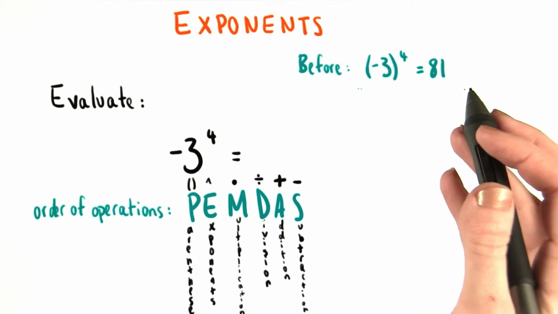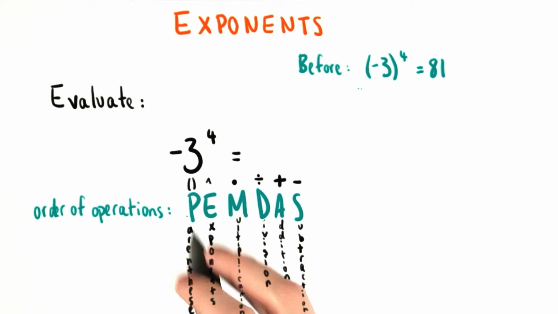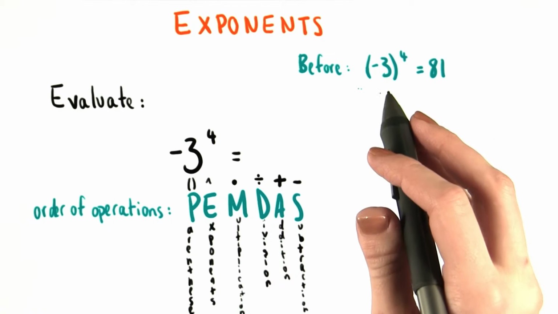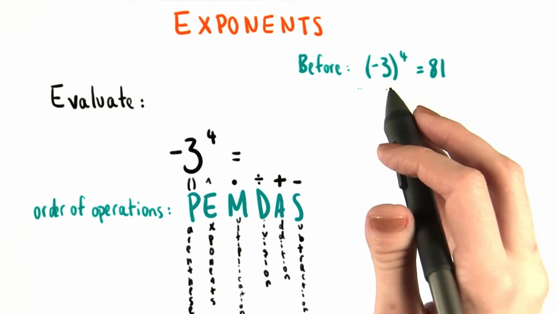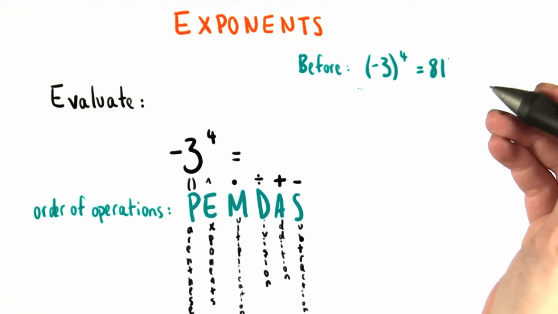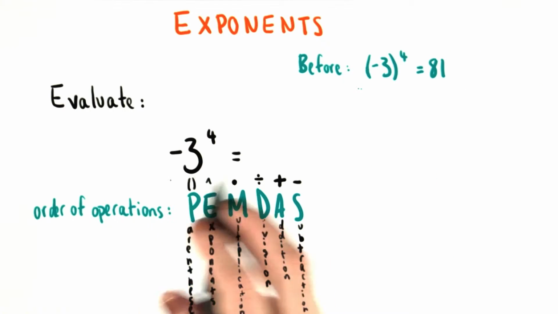So in the last question we did, for example, since the P for parentheses comes before the E for exponents, we knew that the negative sign needed to be applied to the 3 since it was inside the parentheses before we took that number to an exponent. There are no parentheses written out here.